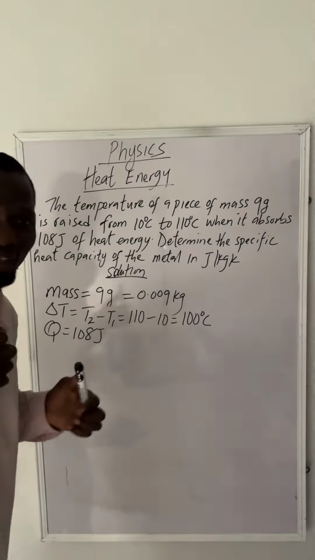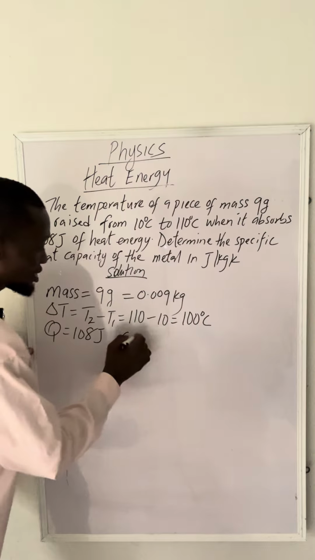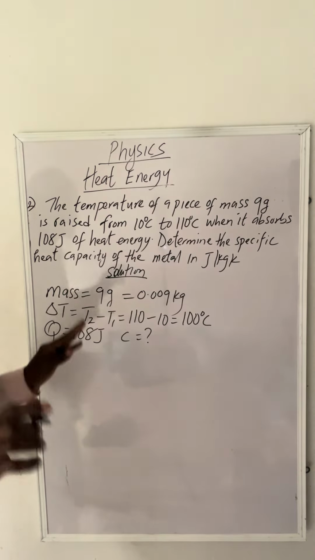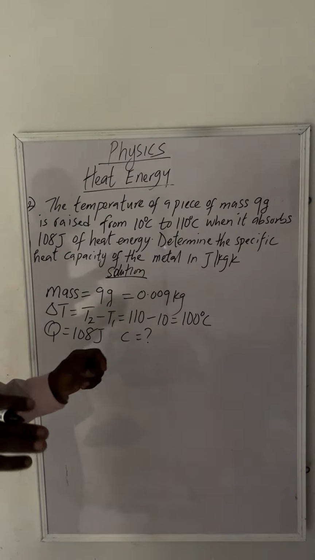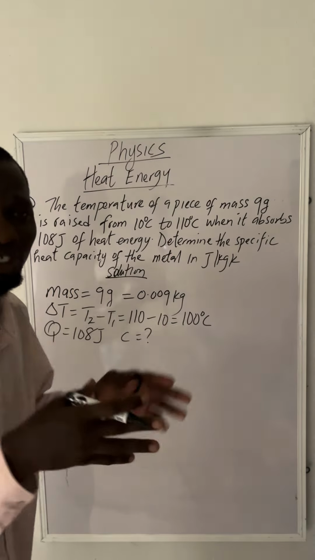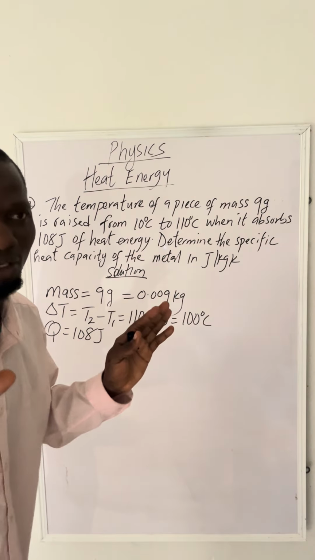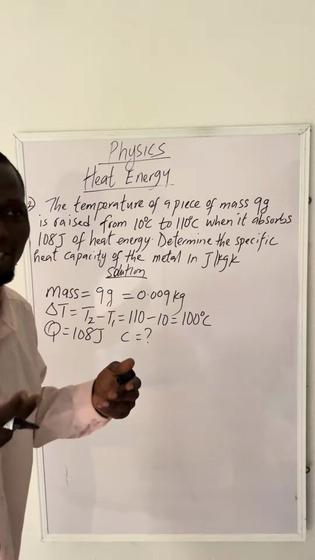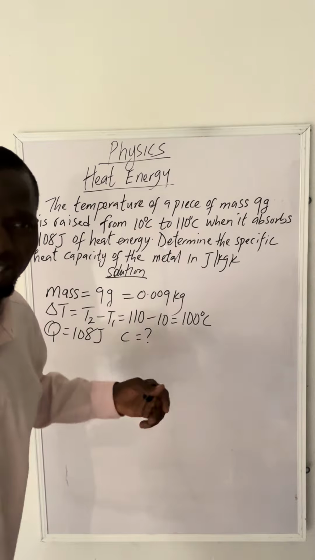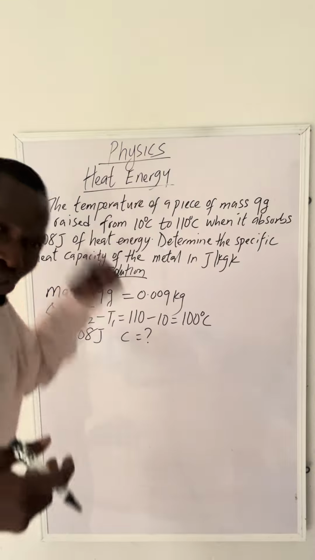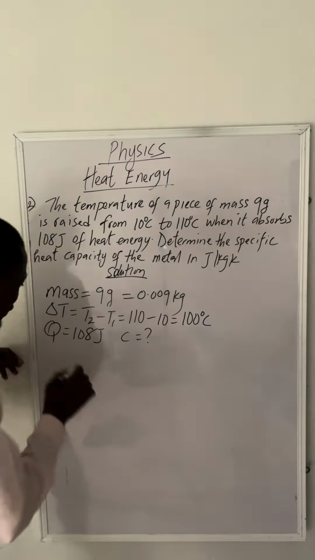So determine the specific heat capacity of the metal. Now, they're asking us to determine the specific heat capacity. We know that C, which is the specific heat capacity of the metal, is what we don't know right now. So it is very clear now that we are still going to make use of our normal formula for calculating the quantity of heat supplied, which is Q is equal to mass times specific heat capacity times temperature rise. If a body is heated, is gaining heat, we are going to use that formula. If a body is losing heat, to know the quantity of heat lost, we are still going to use the same formula.